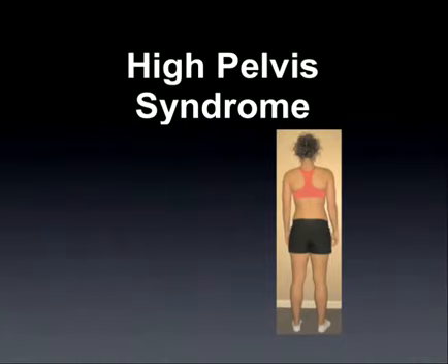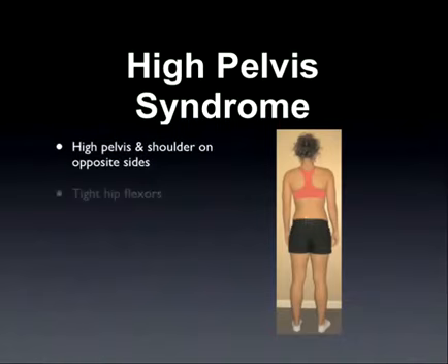All right, in the high pelvis syndrome, we begin to see a high pelvis and shoulder on opposite sides. So if I draw a line across the pelvis here, and then a corresponding line across the shoulders, in this particular case, we'll see a high pelvis on the right side and high shoulder on the left side.